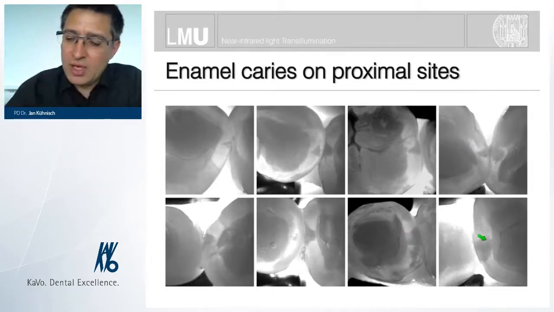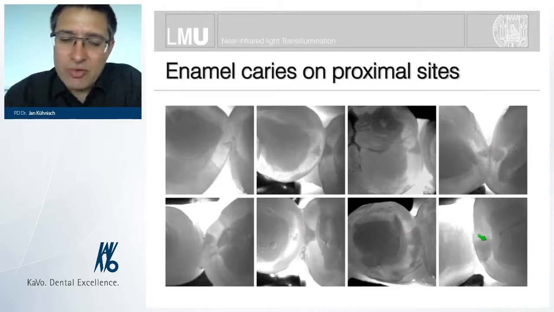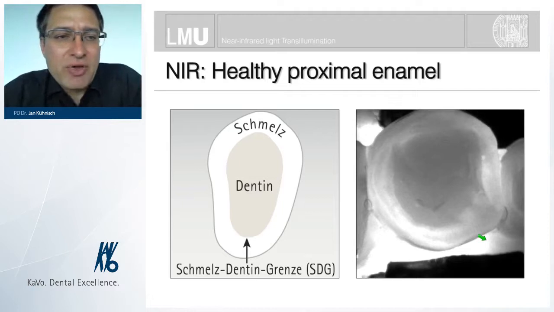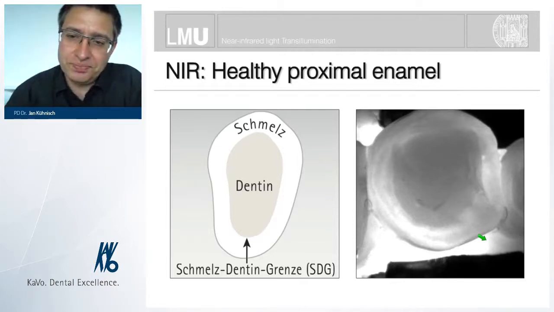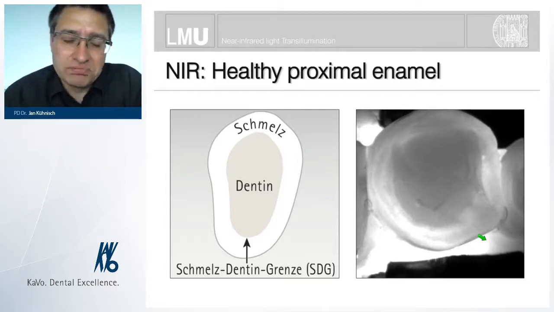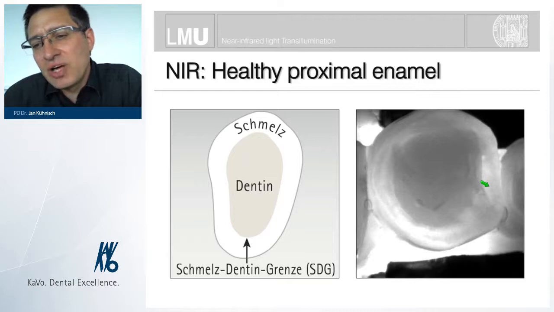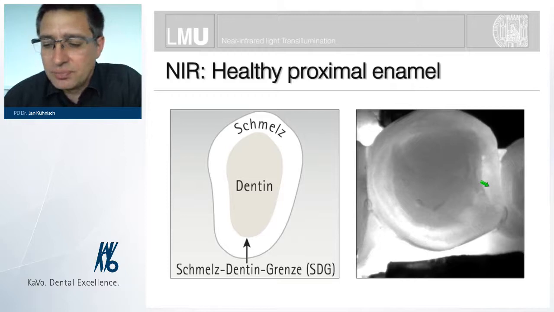We talked throughout the last years a lot about a possible graduation system, and we developed some scores which could be of clinical interest. And first of all, stage 0, which is representing a healthy proximal surface or a healthy tooth, is that there are no demineralizations visible in the enamel as well as none in the dentine.